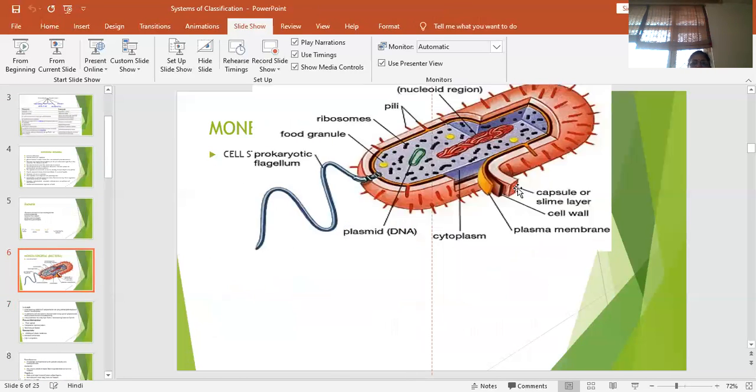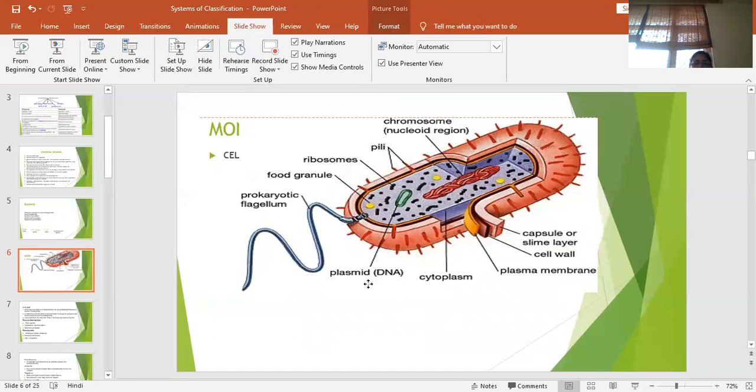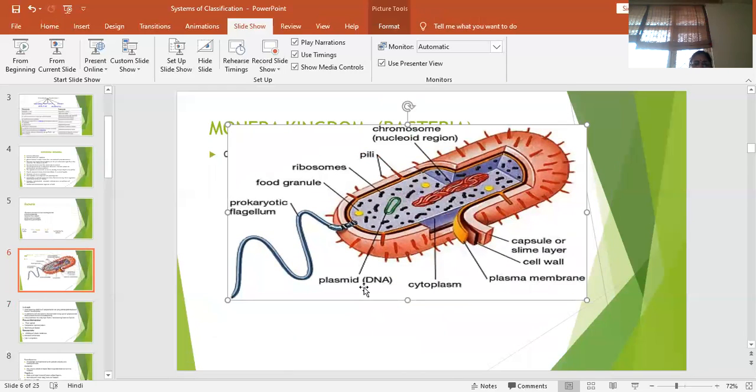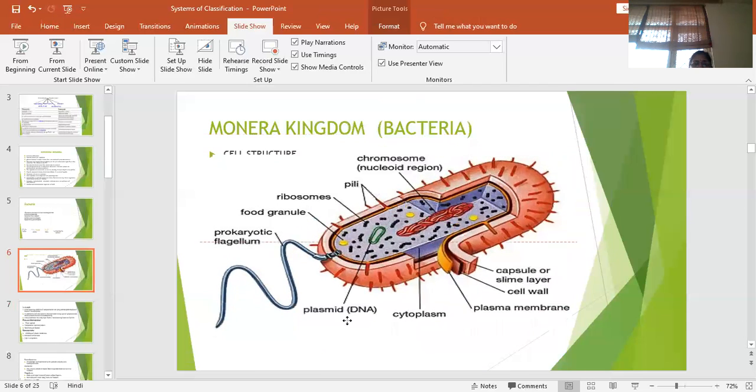Children, this is the structure of a common Moneran cell. As you can see, it has a 3-layered covering. The outermost is the capsule or slimy layer. The second one, cell wall. And the last is the plasma membrane. The innermost is the plasma membrane. And inside the plasma membrane, the liquid filled is known as cytoplasm.